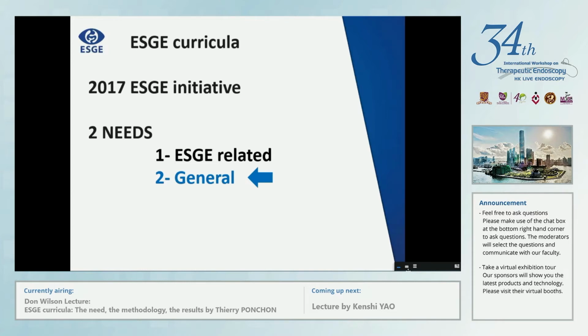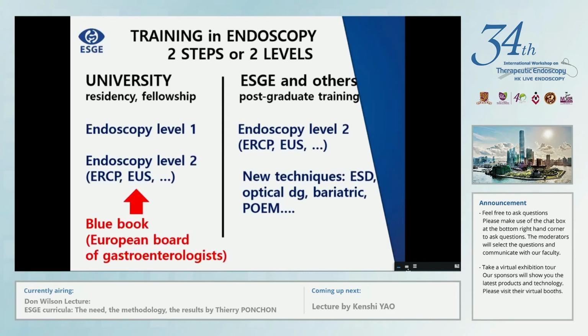Now, more generally speaking, why do we need curricula? In fact, we need two curricula because if you think about training in endoscopy, you have two steps or two levels. When I was a resident and when I was a fellow, I was trained by university. And I learned endoscopy level 1 and endoscopy level 2. Endoscopy level 1 is gastroscopy, colonoscopy, dilation. Endoscopy level 2 is ERCP, EUS. I was trained at university following guidelines produced by the so-called Blue Book. The Blue Book is produced by the European Board of Gastroenterology, which explains how you should be trained at the level of university. And this is valid for all Europe, with some variations, but nevertheless valid for all Europe.